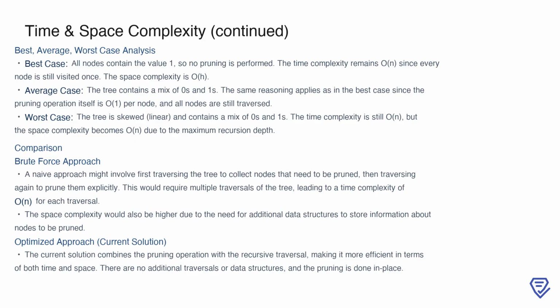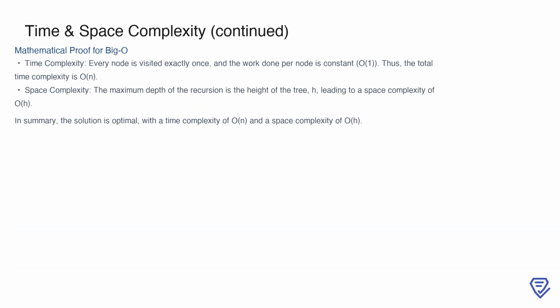Comparing this to a brute force approach, which might involve multiple traversals and additional data structures, our optimized solution is clearly more efficient. The pruning is seamlessly combined with the recursive traversal, avoiding the need for extra memory or redundant passes over the tree. Finally, let's provide a mathematical justification for our big O analysis. For time complexity, we note that every node in the tree is visited exactly once, and the work done at each node is constant, or O(1). Summing this up across all n nodes, the total time complexity is O(n).